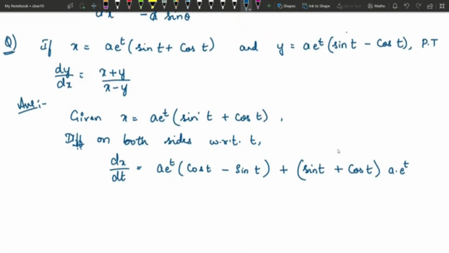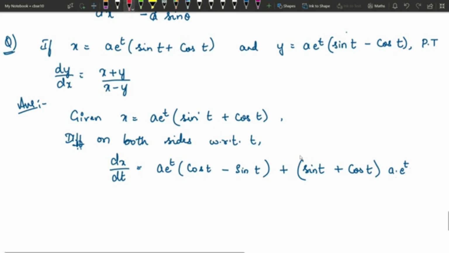Now observe what you are supposed to get. Okay, dy by dx, you are supposed to get x plus y and x minus y. So dx by dt should be somewhat of the form x minus y. Okay, so to do that, you see the questions that are present here. You basically have sin t plus cos t here. See, a into e power t, sin t plus cos t.